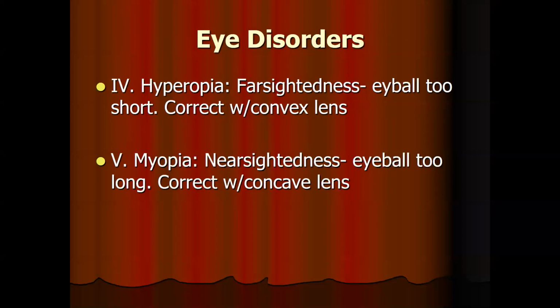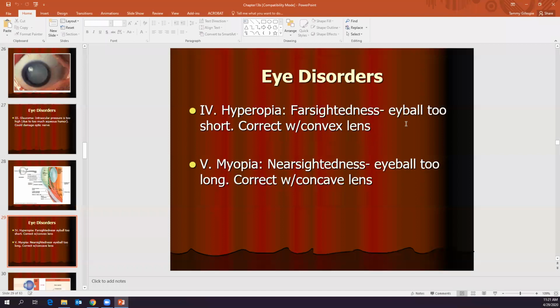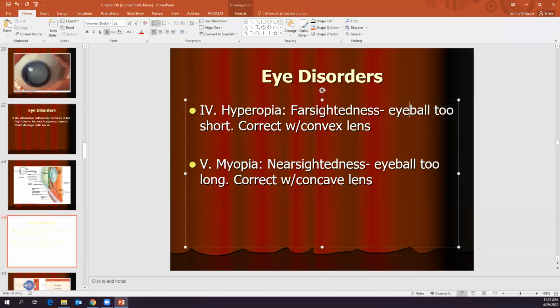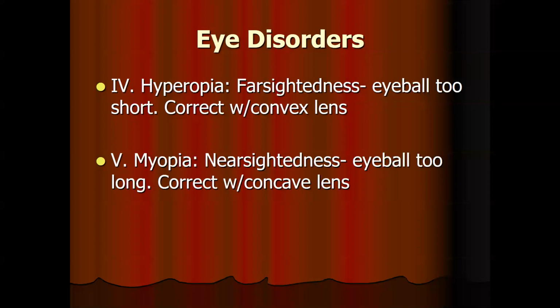So if you are farsighted, that means you can't see up close. You can see things far away just fine. You don't need glasses to see distance, but you need to have glasses to see up close, because, and I'll show you why in a minute.